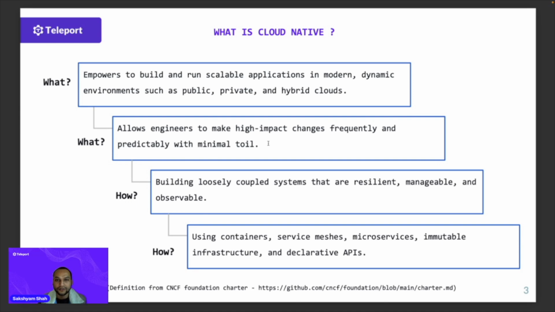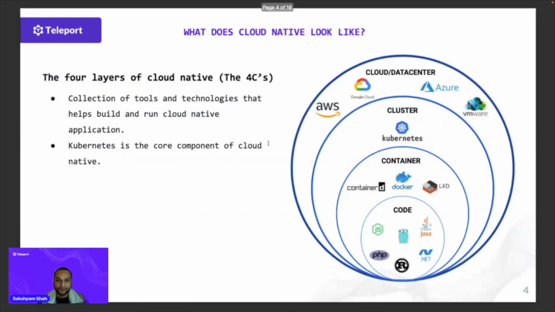Why do you need cloud native? You can build such scalable applications by building loosely coupled systems that are resilient, manageable, and observable. And you can build resilient, manageable, and observable applications by using containers, service meshes, microservices, and immutable infrastructure with declarative APIs. That is the core part of cloud native. It empowers you to build scalable applications with resilient, manageable, and observable natures, using containers, service meshes, and microservices.